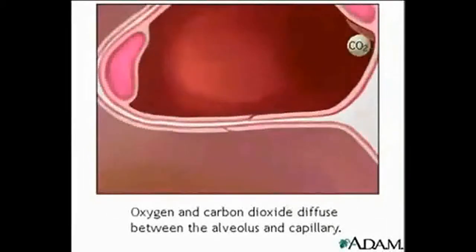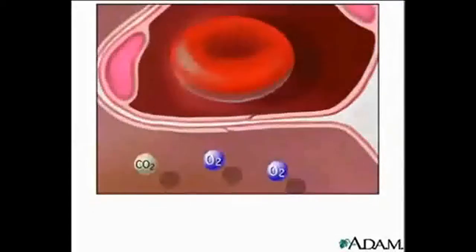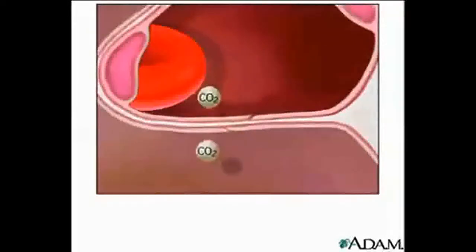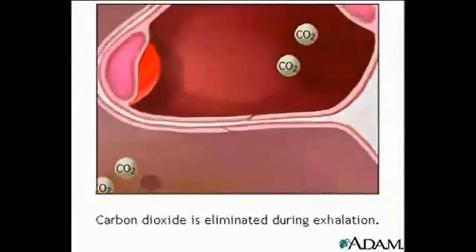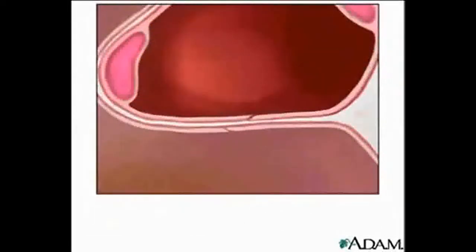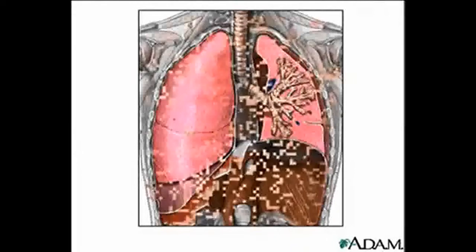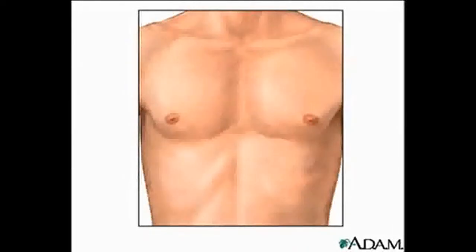Oxygen molecules attach to red blood cells, which travel back to the heart. At the same time, the carbon dioxide molecules in the alveoli are blown out of the body with the next exhalation. Gas exchange allows the body to replenish the oxygen and eliminate the carbon dioxide, both of which are necessary for survival.